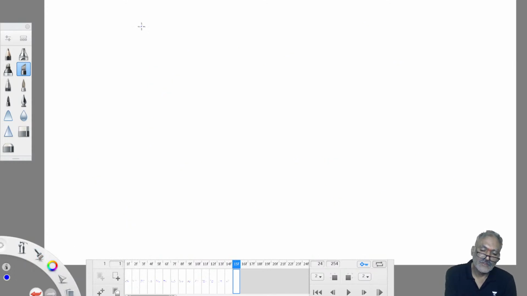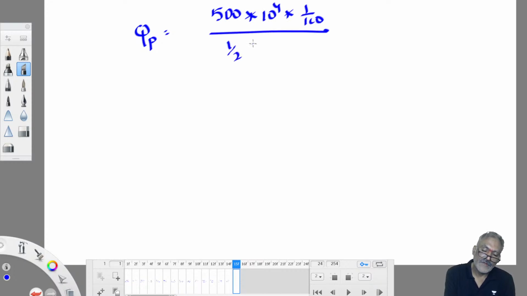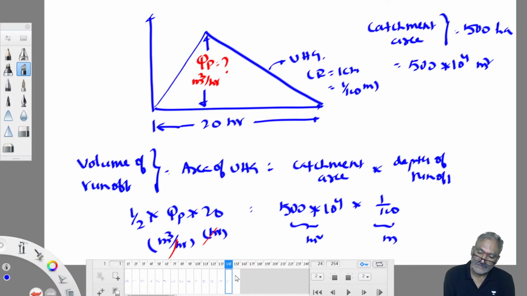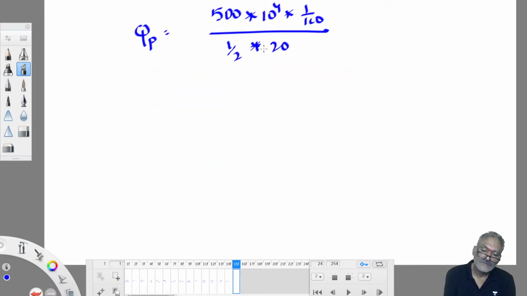Therefore QP, the peak coordinate of the unit hydrograph, is 500 into 10 power 4 into 1 by 100, divided by half into 20. Come on, work it out, try it. You will get the answer in meter cube per hour.